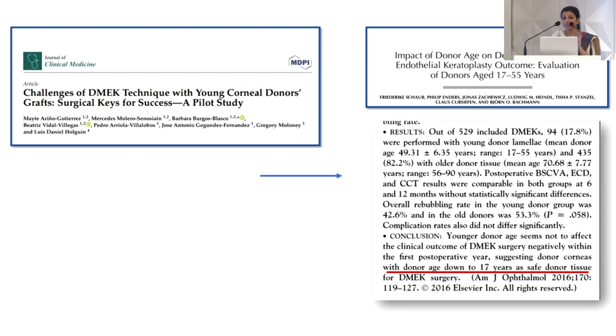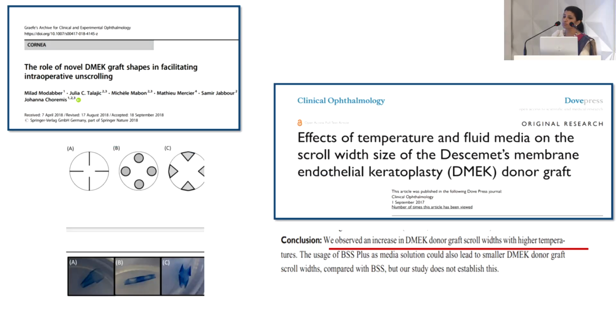Now, what has happened over time, and I'm glad John Batchman is here, right here, there is some work which even they have published wherein they have used very young donors. There are also reports that the temperature variations in the fluid in which the DMEK remains stored cause a difference in the scroll size, the tightness of the scroll of the DMEK tissue.